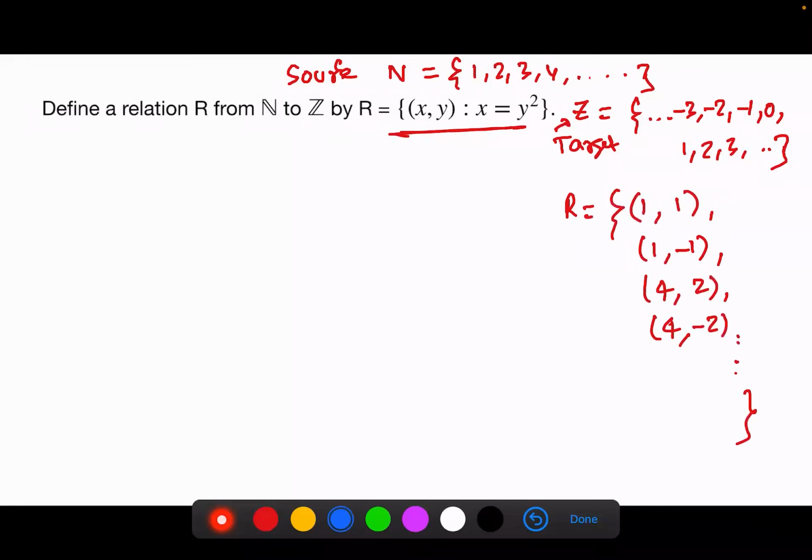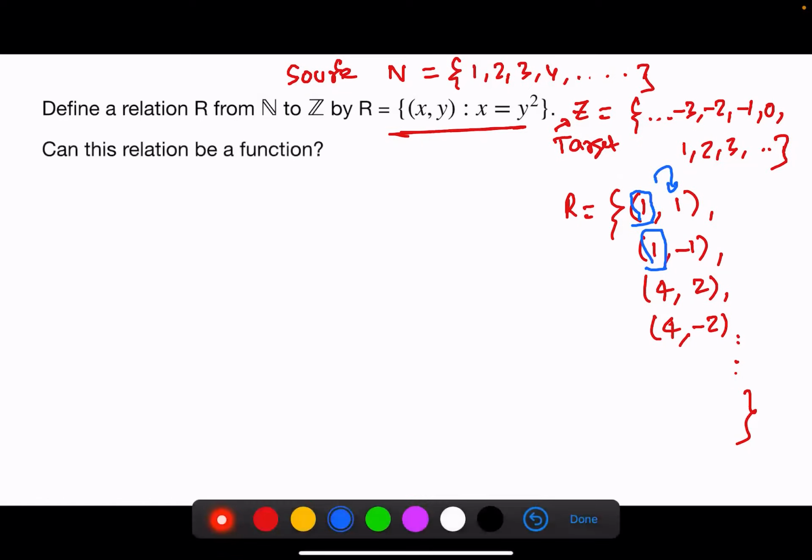Here, pay attention. If you take 1, the same input is giving a different output. Sometimes it can be 1, it can be -1. For a relation, this is okay. There is no problem. But can this be a function? It cannot be a function. Do you understand? It cannot be a function, but why? If you look at those numbers, you will understand. So suppose x is 4.